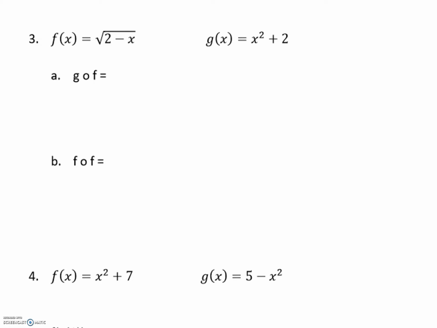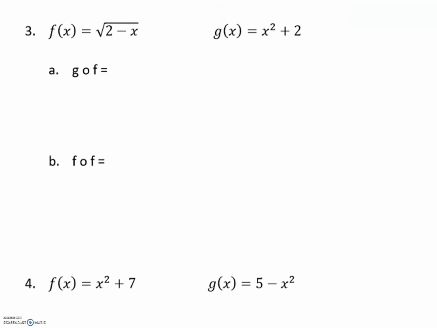Alright, we're going to finish these notes with examples 3 and 4. So notice again, I'm giving you two new functions. Part A is asking for g of f. So again, we want to write g on the outside, f of x on the inside. Now what does it say f of x equals? F of x equals the square root of 2 minus x.